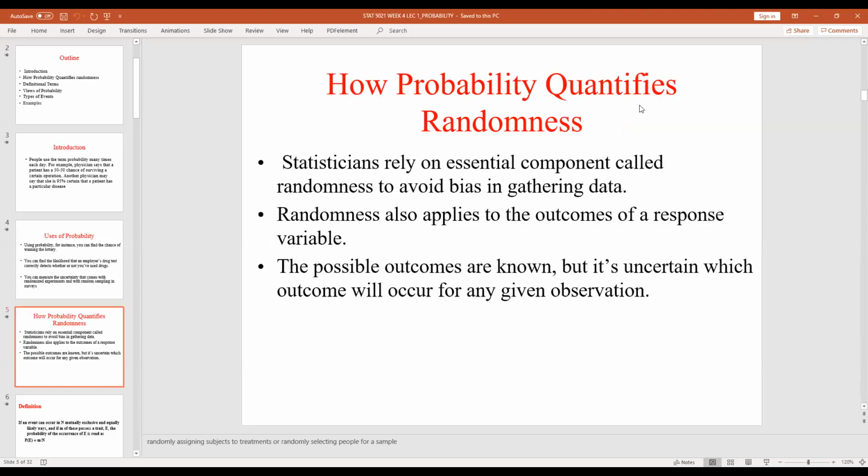So like I said, how does probability quantify randomness? Statisticians and researchers rely on an essential component that we call randomness to avoid bias in gathering data. In order to eliminate bias, what we actually do is use the principle of randomization. And if you want to know how this randomization can be quantified, probability can be used to quantify randomization. Not only that, randomness also applies to the outcome of a response variable.